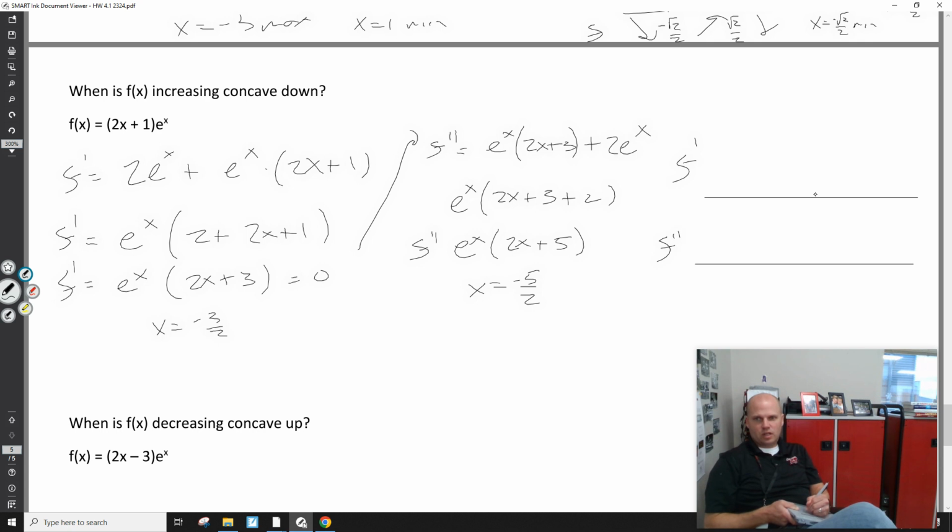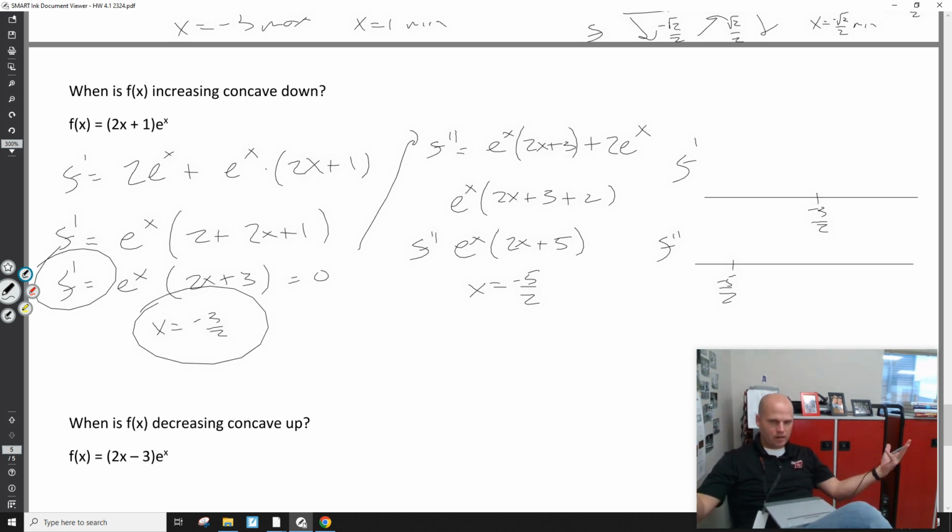I'm going to make sure things are in line. If this is negative 3 halves, then this needs to be negative 5 halves. Make sure you understand this is your 0 for f prime. Make sure you're doing two separate analyses. We just talked about maxes and mins, but now we're talking about concavity as well. Make sure you do your sign analysis correctly. Make sure you plug into f prime.